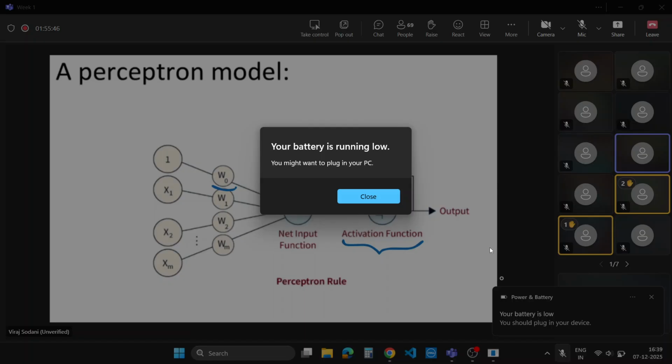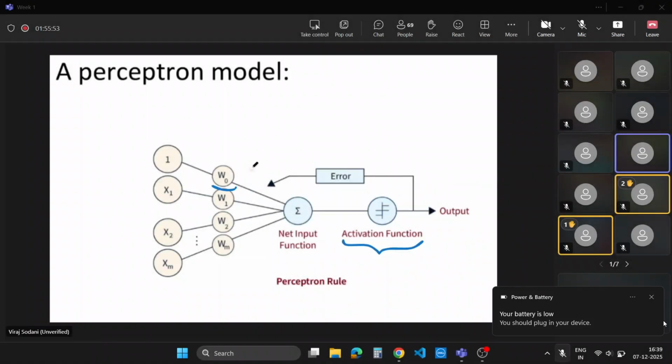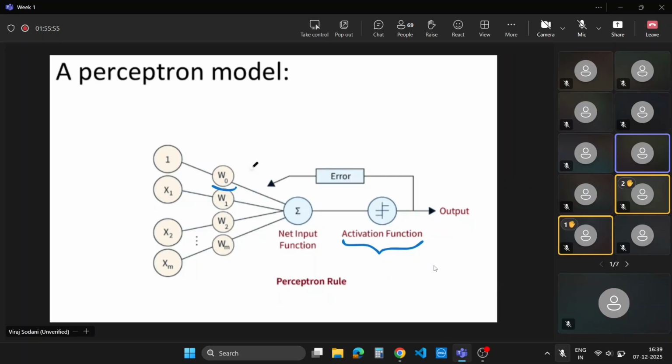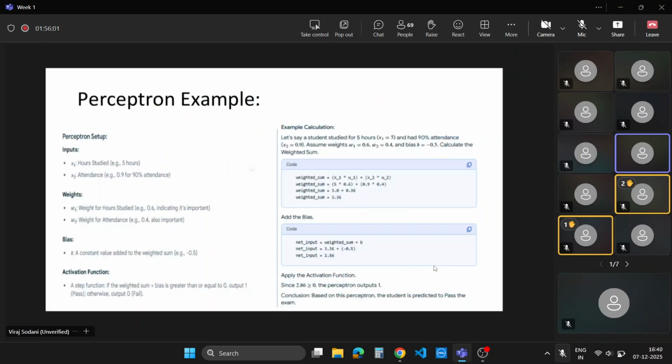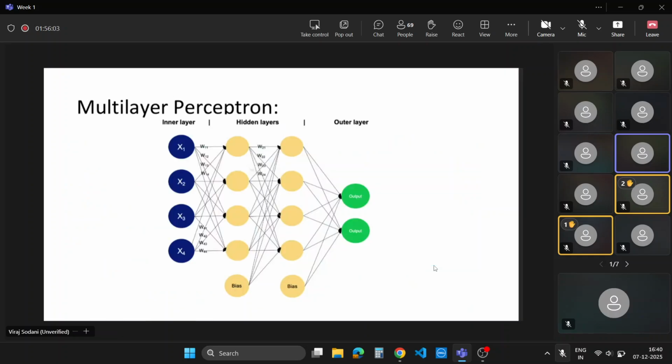You apply some activation function and then ponder upon the error: what should I do further to make my function a better one, make my model a better one? So that's what a perceptron model is. So multi-layer perceptron is nothing but when we add many such layers.